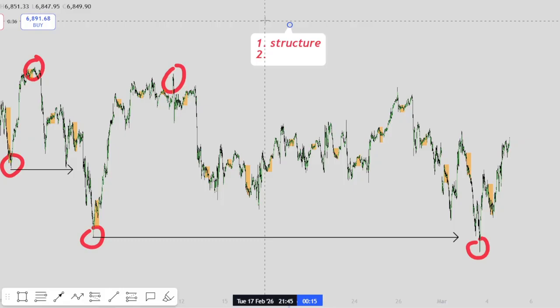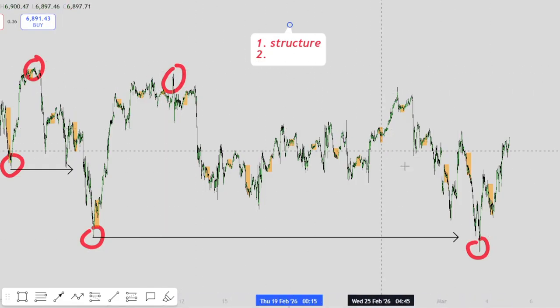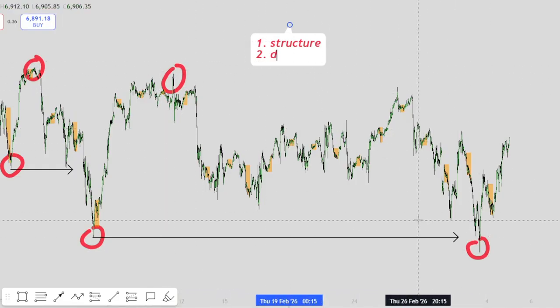So the first thing is understanding the market structure. What are the highs doing? What are the lows doing? Which high has broken the previous low, or which low has broken the previous high. Once you understand the highs and lows, this is our dealing range like this. This is the structural dealing range. So that's kind of step 2.